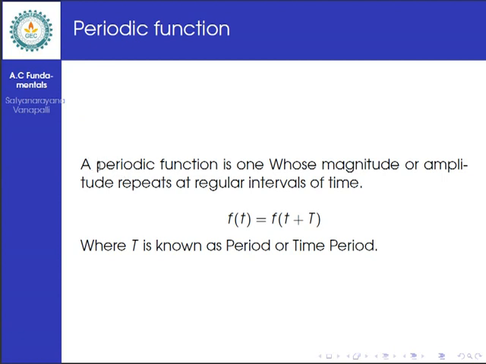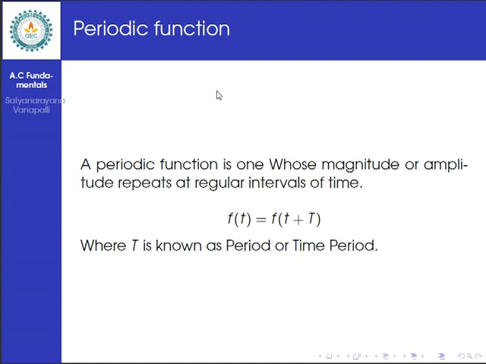So, first see what is meant by a periodic function. A periodic function is one whose magnitude or amplitude repeats at regular intervals of time. So there exist certain functions whose magnitude varies with respect to time. As the time varies, its magnitude varies. If you observe those functions, their magnitude variation with respect to time, you can find a similarity in the magnitude values at regular intervals of time. Such kind of functions are known as periodic functions.